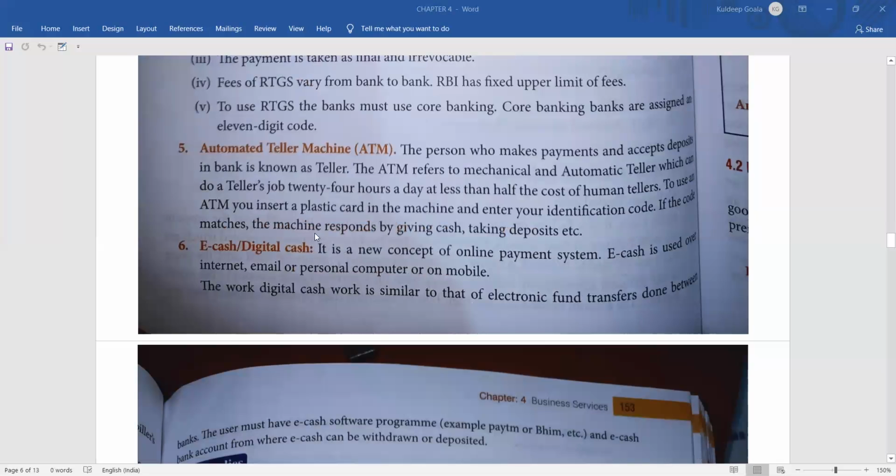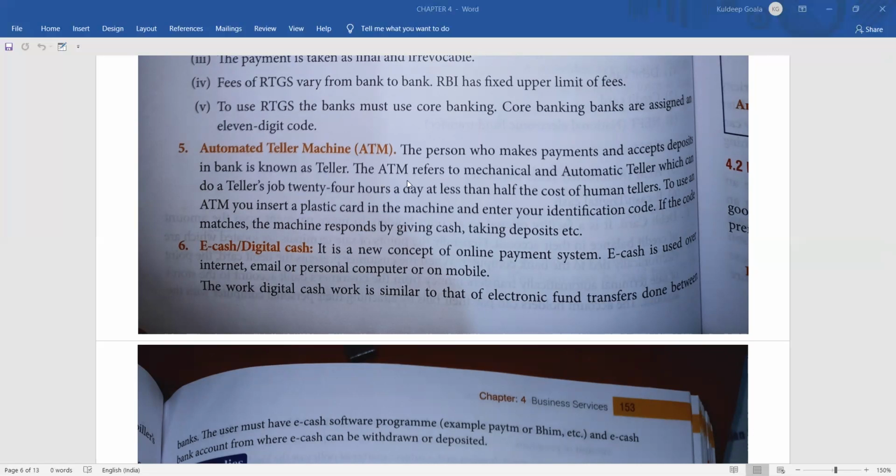Then coming to the next one, ATM. What is ATM? The full form is Automated Teller Machine, and all of you know what an ATM is, right? It is a machine which helps you to withdraw money, transfer funds from one account to another, or even help you to deposit money also now, right? So the person who makes the payment and accepts deposits in the bank is known as a teller, isn't it? The person who makes the payment or accepts the deposit in the bank is called a teller.